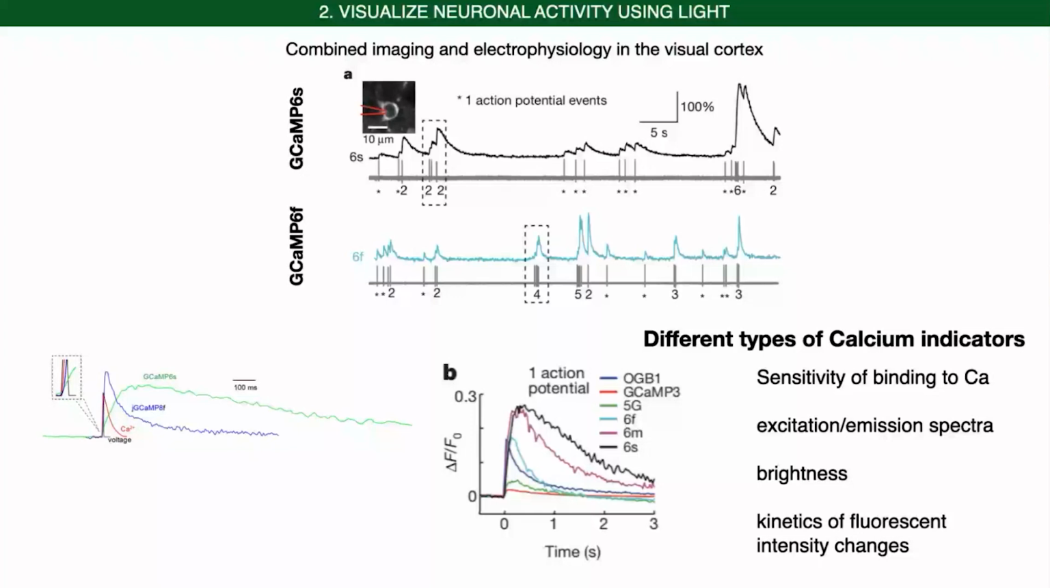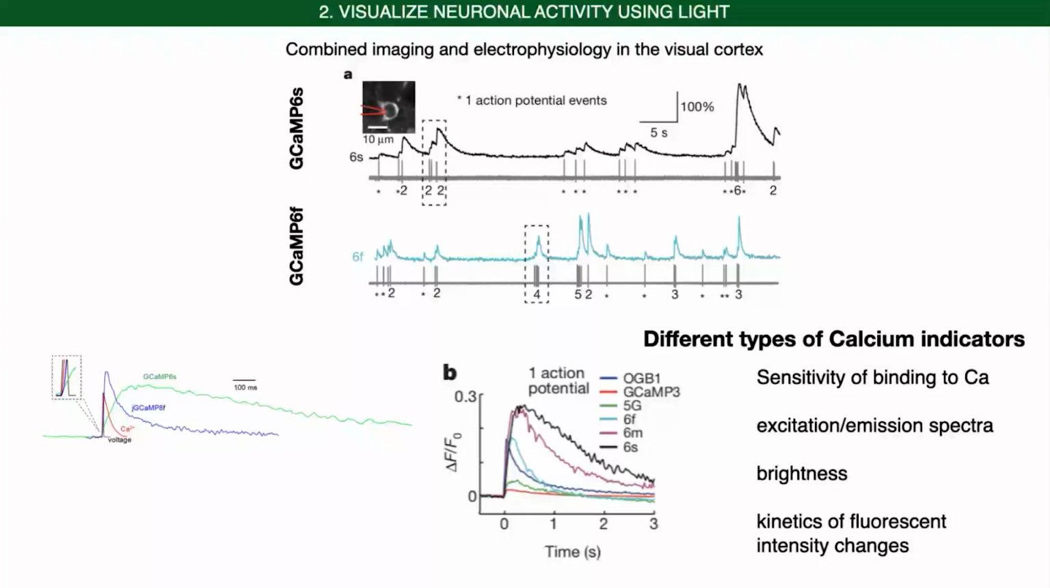So, the different types of calcium indicators. Here is just a sum-up of the differences that we can find in calcium indicators: for example, the sensitivity of binding calcium, the excitation and emission spectra, the brightness of those indicators, and also the kinetics, as we discussed, of fluorescent intensity changes.